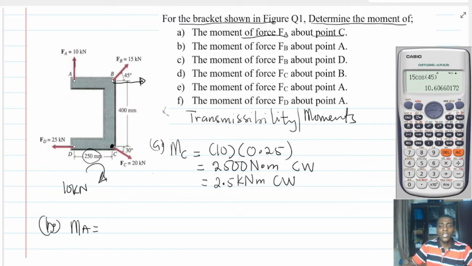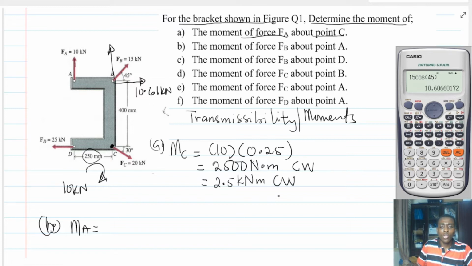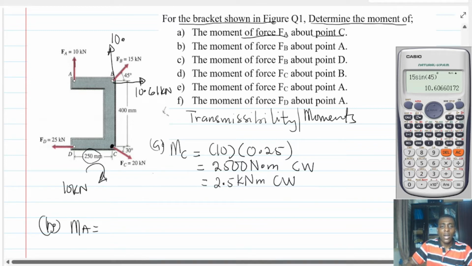which is 10.607, or let's say 10.61. So the x component of this force is 10.61 kilonewtons. And the y component of this force is going to be 15 sine 45, and that is going to be 10.61. So that is the y component, 10.61 kilonewtons.